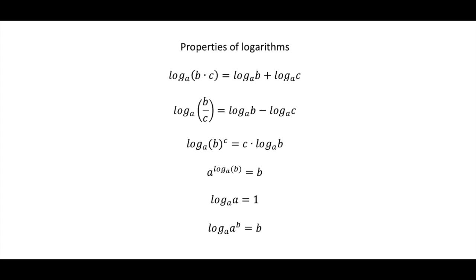Property number 1. If you have a log of some base a, and inside of that log you have two numbers that are being multiplied by each other, b times c, it can be written as a sum of two separate logs, log base a of b plus log base a of c. Here are a few examples of this property.